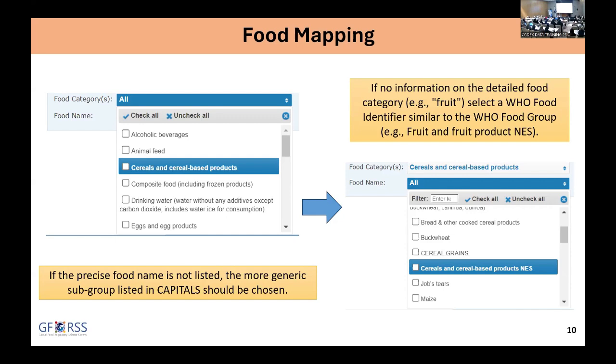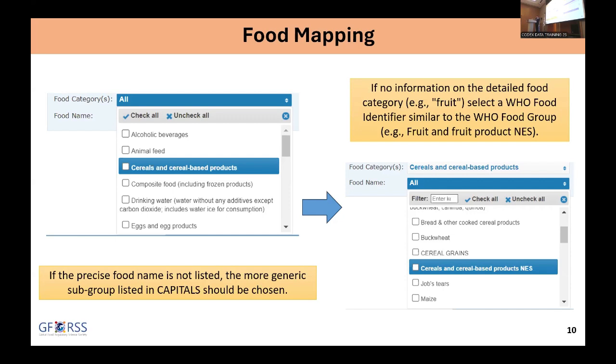And here you can see that I have two interesting categories. The first one, cereal grains in capital letters. You can see it. So I have cereal grains in capital letters, and I have cereal and cereal-based product with NES with it. NES is not elsewhere specified. How do we use that? Let's say I have a result, I have a data, I know that it is a cereal and cereal-based product, but I have no other information. I know that it belongs to the broad group of cereal and cereal-based product.